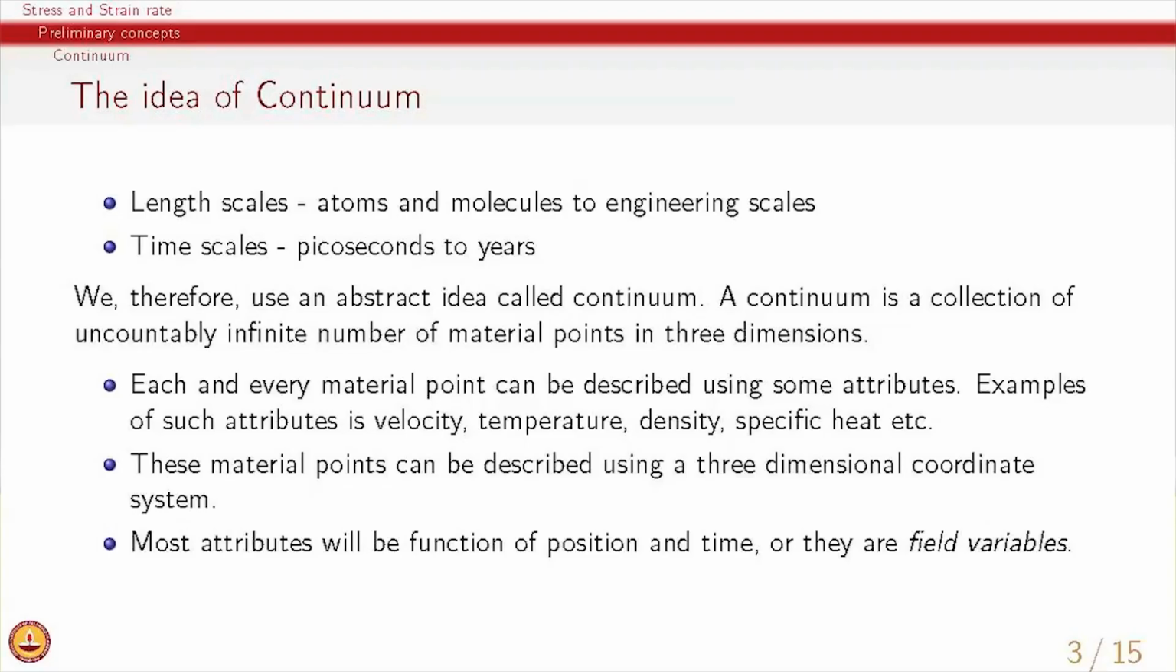And due to this, all these attributes that we mentioned, such as specific heat, temperature or velocity, are functions of which material point it is, what position it occupies, and time. So they are functions of position and time, and therefore they are called field variables. Using this idea of continuum, we will write our overall governing equations in terms of these field variables. The idea is to track these field variables and solve for them.